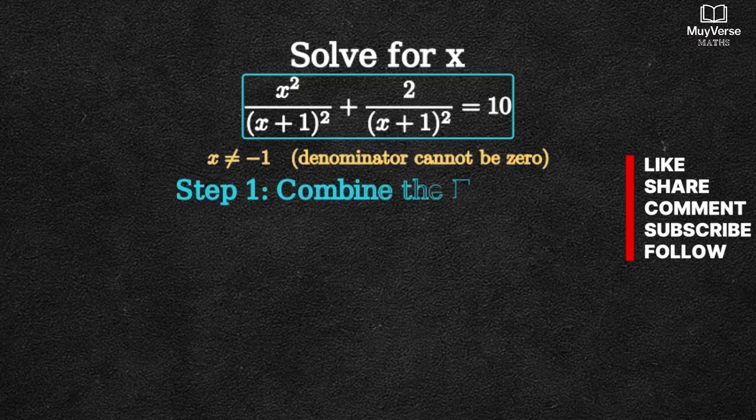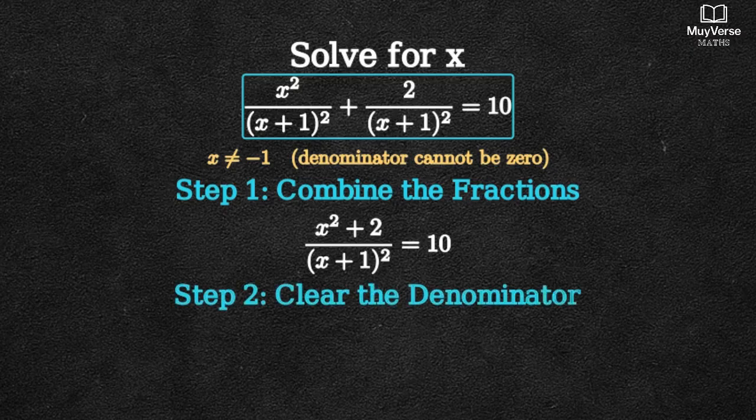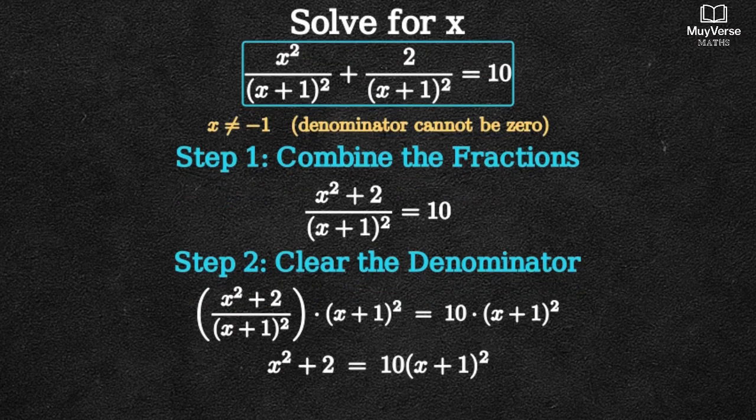Step 1. Combine the fractions. Since the denominators match, add the numerators directly. Step 2. Clear the denominator. Multiply both sides by the quantity x plus 1 squared. This cancels the denominator on the left.